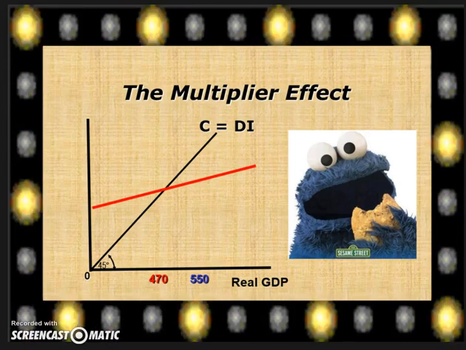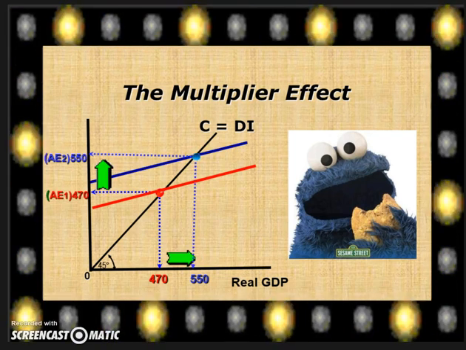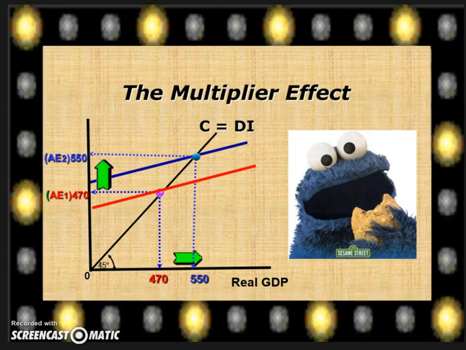The multiplier effect. Why is Cookie Monster on the title slide? See if y'all can figure that out. We have the aggregate expenditure model, also known as the consumption function graph, where consumption equals disposable income.